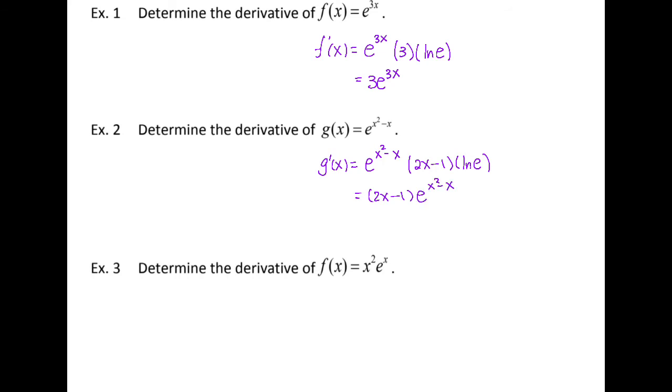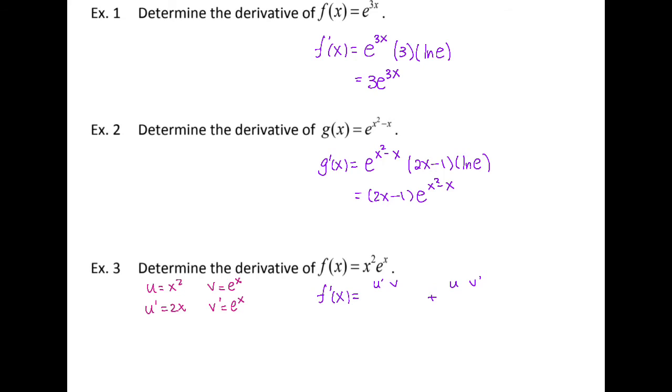For the next one, we can see this is a product rule. So f prime will become u prime v plus u v prime. And let's define our u and v again. So our u is x squared, so u prime will be 2x. Our v will be e to the power x, then our v prime will become e to the power x, times the differentiation of the exponent, which is 1, so we don't need to write it, and times ln of the base, ln e, which is also 1.